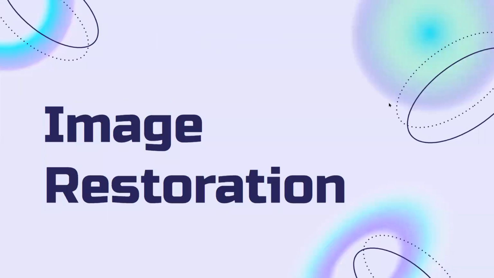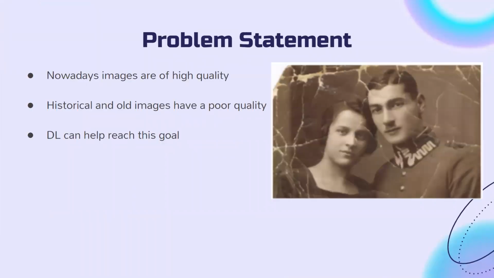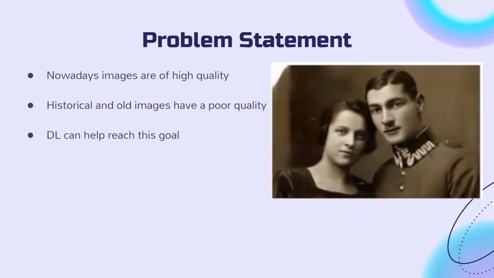Hello, everyone. Our project is supposed to solve the problem of poor image quality. So our model is supposed to do image restoration. Our problem statement is having historical or old images of poor quality, and then we're going to enhance their quality using deep learning, or specifically our denoising convolutional neural network model. This is an example of a historical image which was restored.